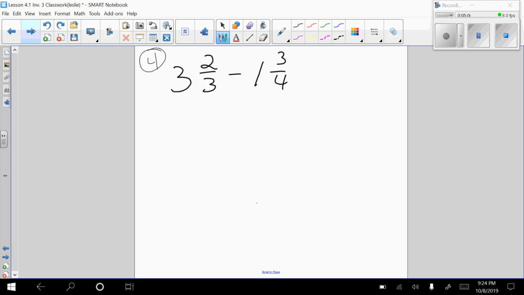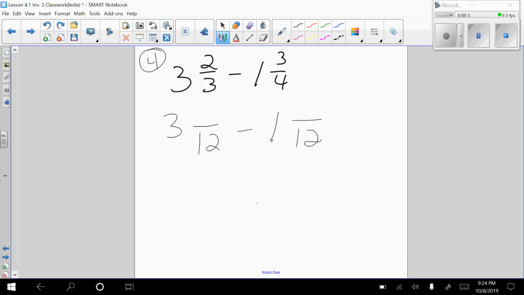Let's find a common denominator. Well, what would the common denominator of 3 and 4 be? If you can't see it, just multiply them. And 3 and 4, it is 12. So 12 is our common denominator. Remember, don't forget to bring down those whole numbers.